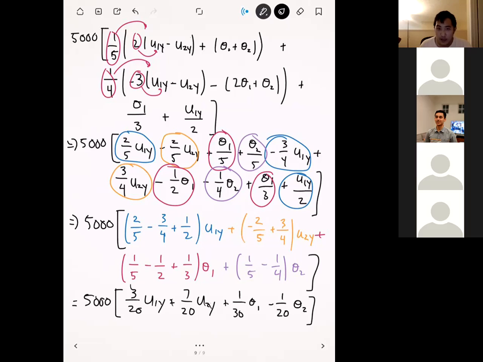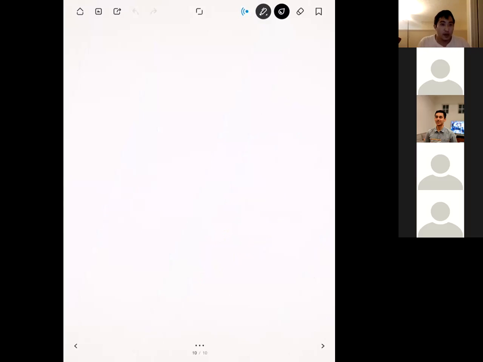Okay, so let's go ahead and perform the last step. Let's distribute this through. If we multiply 5,000 through, we end up with the following expressions. We end up with 750 U1Y plus 1750 U2Y, plus 500 over 3 theta 1 minus, let's see, 5,000 divided by 20, minus 250 theta 2.